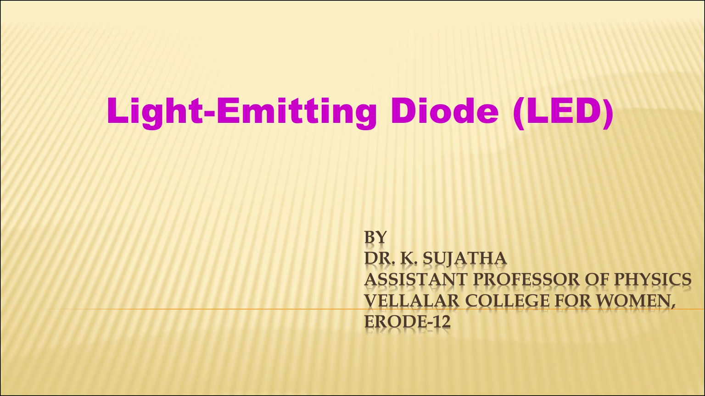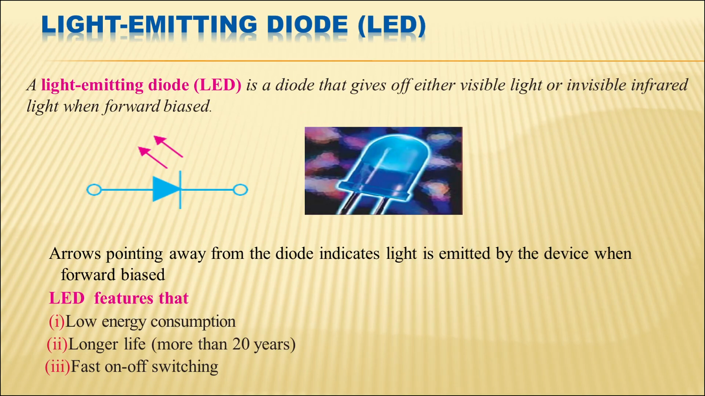Now we discuss LED, that is, light emitting diode. A light emitting diode is a diode that gives off either visible light or invisible infrared when forward biased. Nowadays, one of the most common ways to generate light is the light emitting diode.